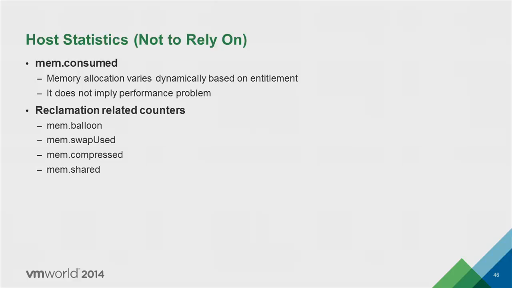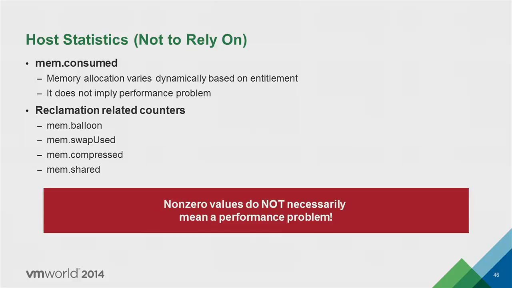Another set of counters that is sometimes very confusing is the memory reclamation related counters. In our vCenter performance chart, we have counters that show the ballooned memory, the swapped memory, the compressed memory, and the shared memory. We have all these counters exposed to you. These counters are sometimes misleading, because non-zero values just mean that memory reclamation has happened before. It doesn't necessarily mean that you have a performance problem now.